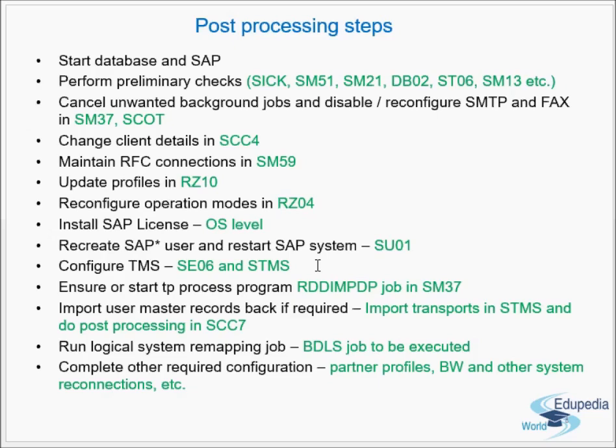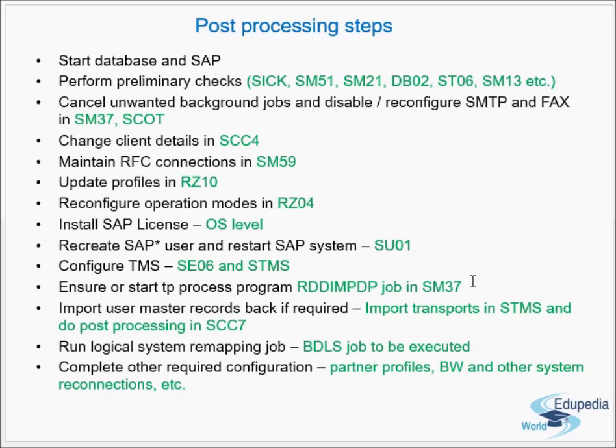So you configure the TMS also, and you have to ensure or start the TP process program, the RDDIMPDP job in SM37. The transport job you have to create again newly with high priority. Class A, it will be a class A job. You create it again and you release it. Now you import the user master records back if required. You don't want the production users to be in the mirror system.